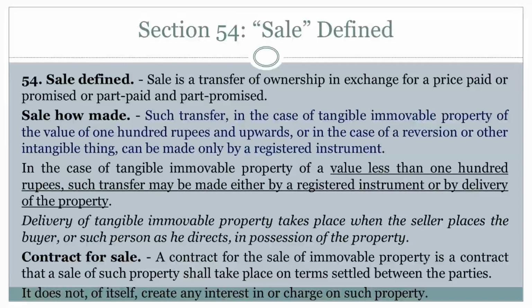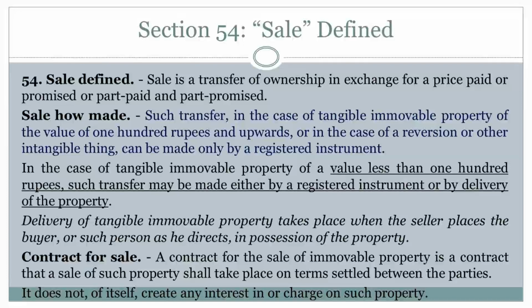In the case of tangible immovable property, that is your houses, your buildings, your land, basically, of value less than 100 rupees, such transfer may be made either by a registered instrument or by delivery of the property. So if the value is less than 100 rupees, there need not be a registered instrument. All that will suffice is that the transfer is made either by a registered instrument or by delivery of the property. And therefore, if you're conveying tangible immovable property that is less than 100 rupees in value, then such a transfer may be made by simple delivery of the property.